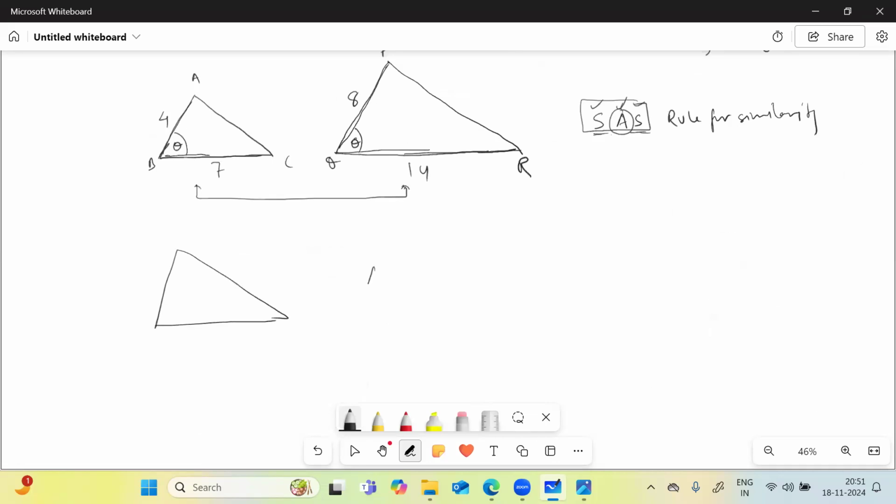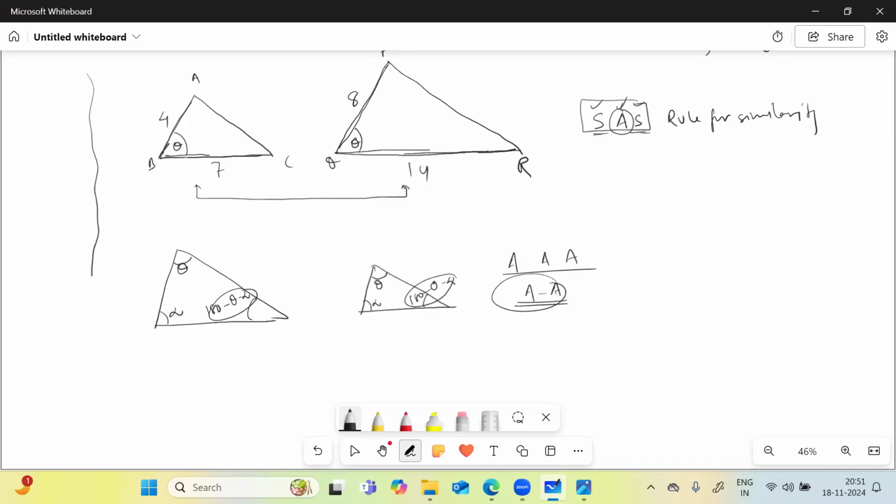I have two triangles like this, and if I'm saying that this is theta and this is alpha, this is theta and this is alpha, then the third one will automatically be what? 180 minus theta minus alpha, 180 minus theta minus alpha, it will be the same. So rather than writing triple A, you can just write it like double A. So if two angles are the same for two triangles, the third angle will automatically be the same. So these are the three rules for similarity.